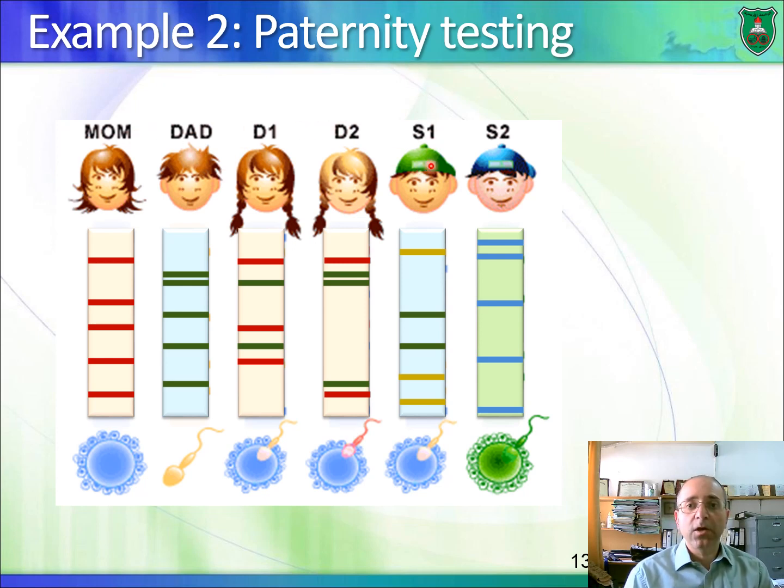Okay. Well, let's look at this individual right here, this boy. The fragments are totally different than the profile of the father and the mother. Okay, and that means that probably this boy is adopted. Okay, so this is paternity testing. Basically, children should have their genetic profile coming from both mother and father.